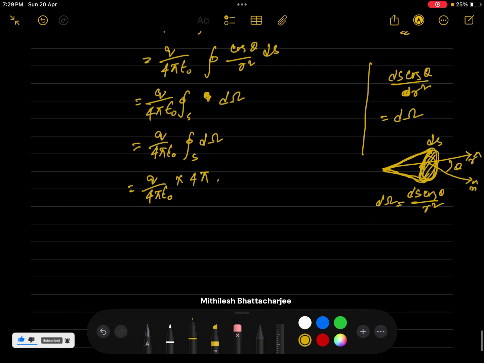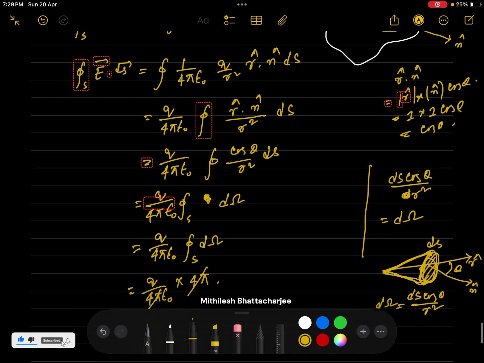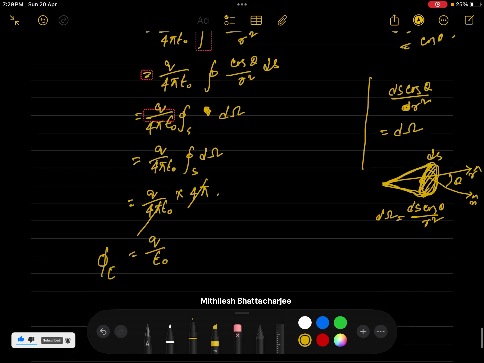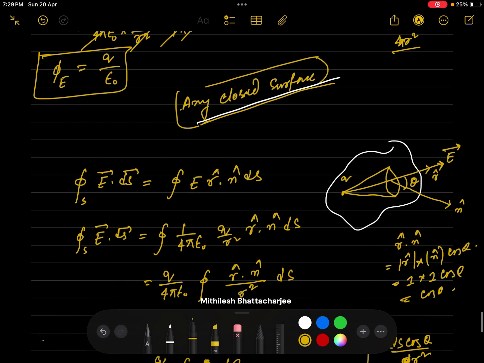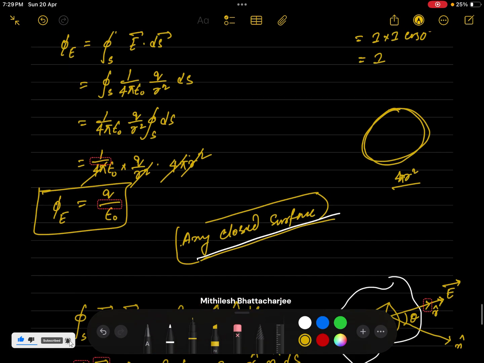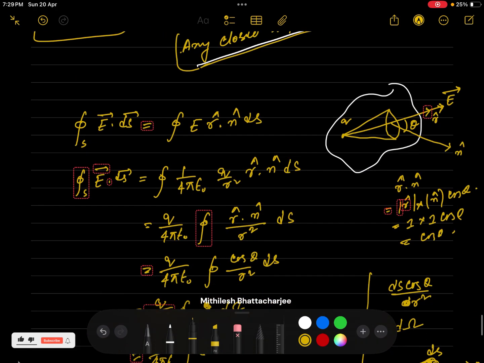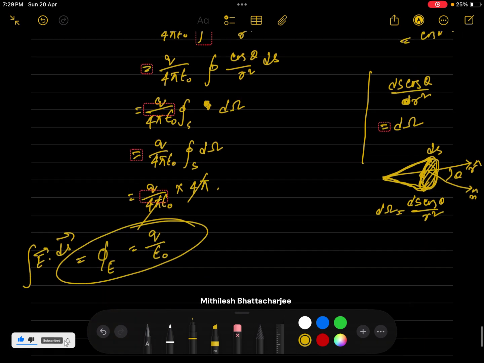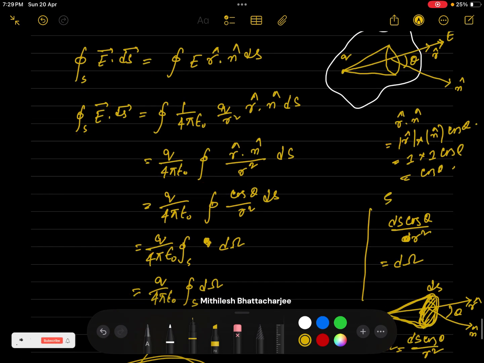4 pi cancel, q by epsilon naught will be there, and q by epsilon naught is what? Phi of e, which equals the integration of E dot ds. You can prove this for any closed surface which is not symmetrical in shape, and you can also do it for the symmetrical shape in this way. In case of non-symmetrical, the concept of solid angle will be there.